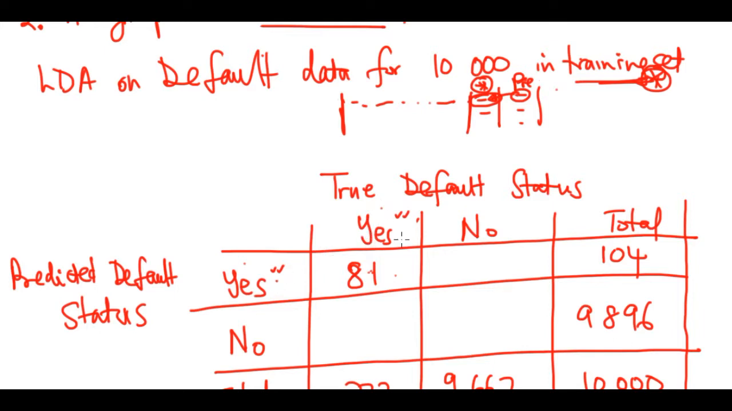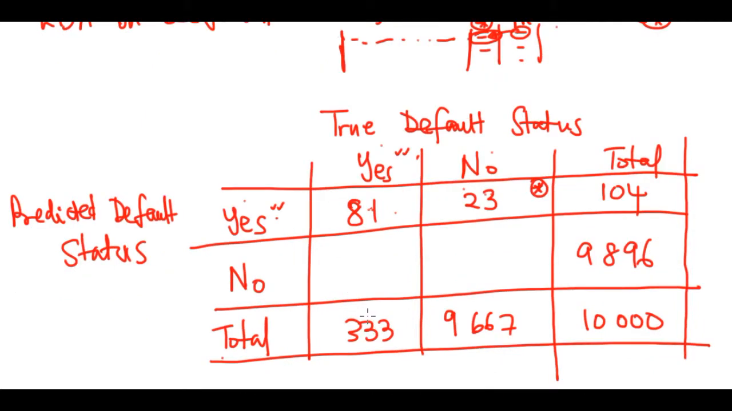Cool. And then here, there are some people that we say defaulted, but in actuality, they didn't. So the people in this box here, we predicted that they are going to default, but they actually didn't default. Let's say those people are 23 people. Cool. Same happens here. There are some people for whom our LDA predicts that they are not going to default, but actually they did default. They're going to be in this box here. So predicted no, true yes. Let's say there are 252 people.